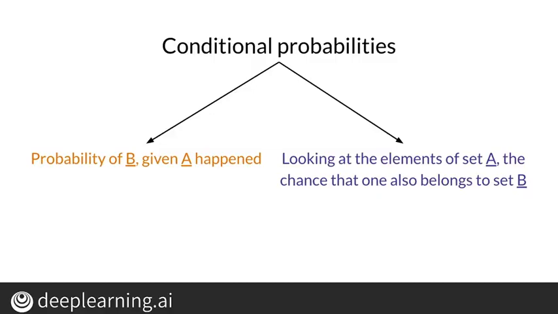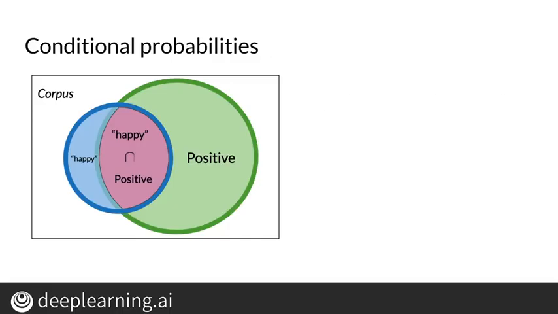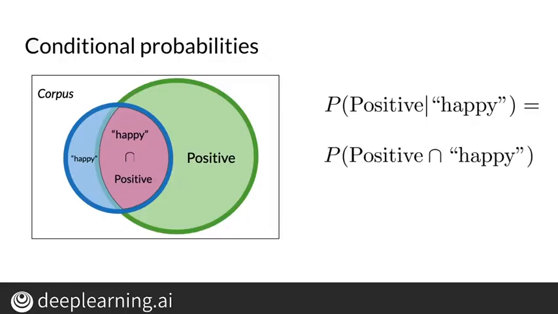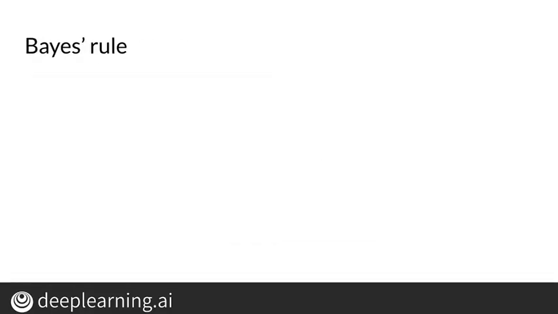Here's another way of looking at this with the Venn diagram you saw before. So, using the previous example, the probability of a tweet being positive, given that it has the word happy, is equal to the probability of the intersection between the tweets that are positive and the tweets that have the word happy, divided by the probability of a tweet given from the corpus having the word happy. Let's take a closer look at the equation from the previous slide.